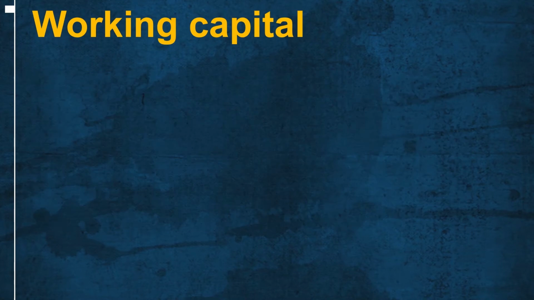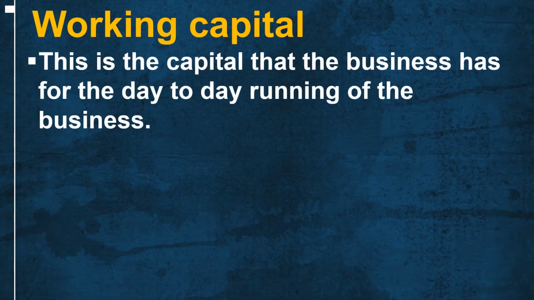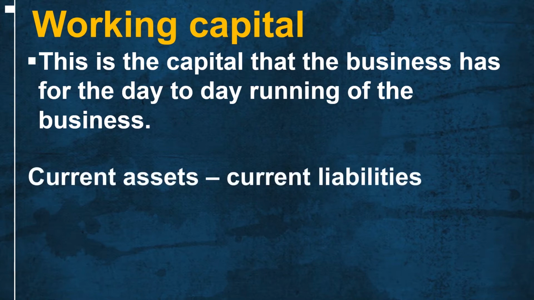In the balance sheet, we also calculate working capital. In short, working capital is the capital that the business has for the day-to-day running of the business. The formula to calculate working capital is current assets less current liabilities. Please take note that in grade 8, we do not deal with liabilities. Therefore, for current liabilities, the amount will always be 0.